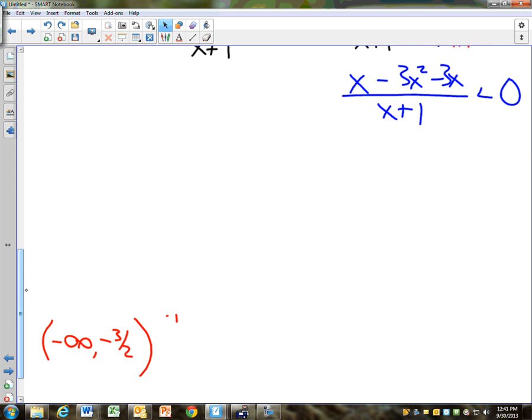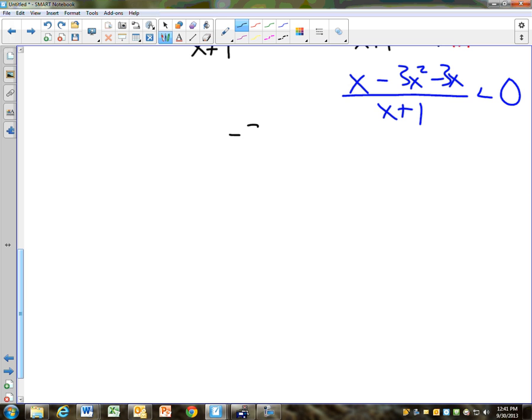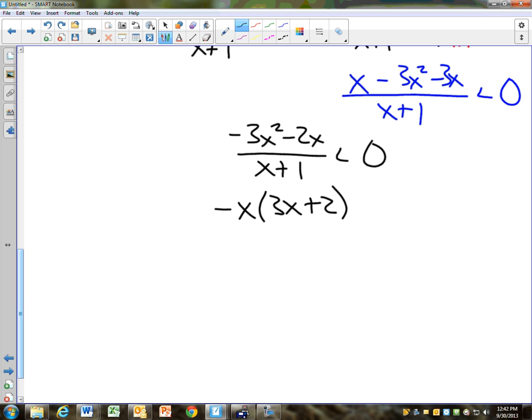What can you combine together in the numerator? The x and the negative 3x. So I have negative 3x squared minus 2x over x plus 1 is less than 0. It's all written as one fraction. It's set equal to 0. Second step is to factor. What can you factor out of the top? A negative x. Negative x times 3x plus 2 over x plus 1.